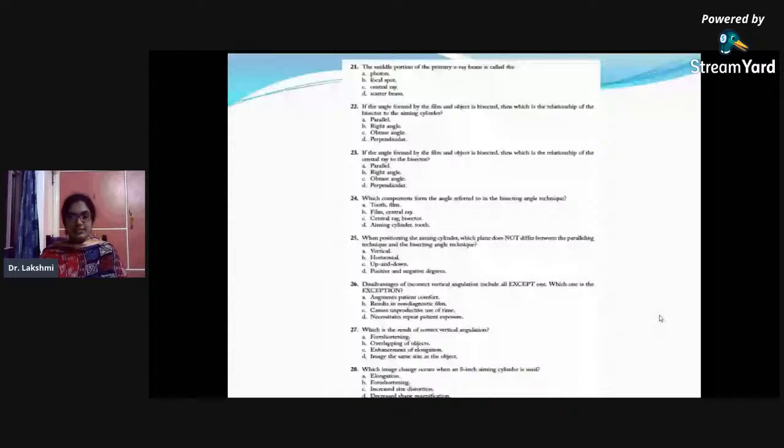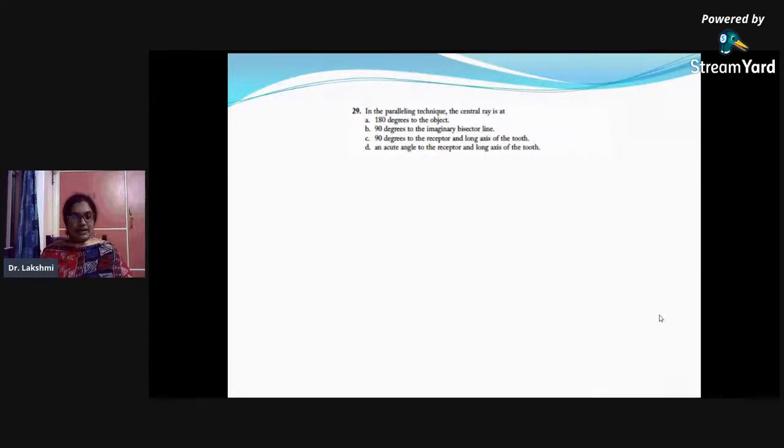27th question, which is the result of correct vertical angulation? The answer will be D. Image of the same size as the object is found. Okay. So, 28th question. Which image change occurs when an 8-inch aiming cylinder is used? That is C. Increased size distortion is a possibility. Okay. Coming to 29th question. In the paralleling technique, the central ray is at 90 degrees to the receptor and the long axis of the tooth. So 29th option is C.